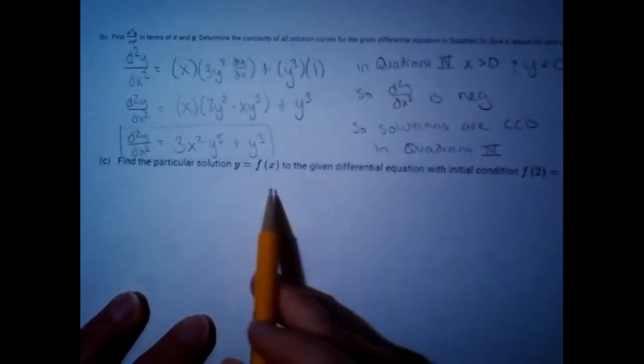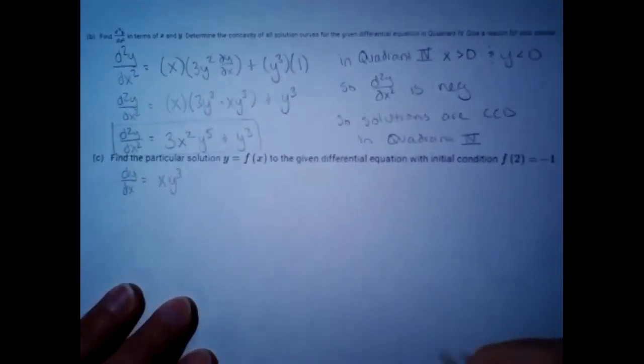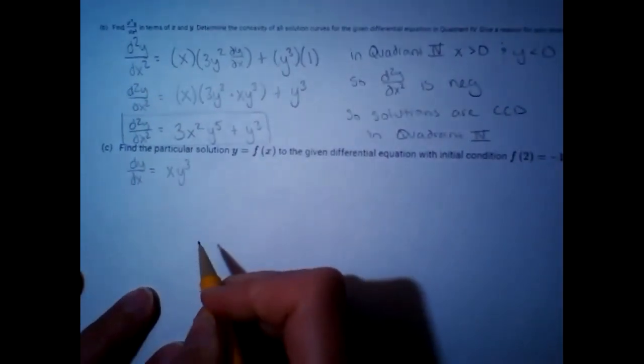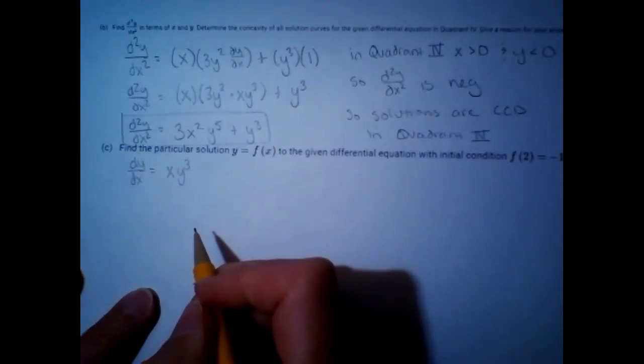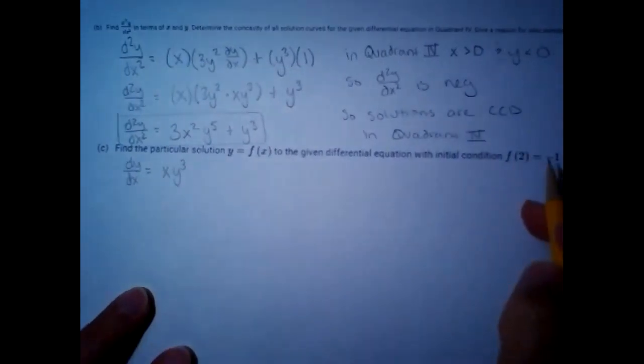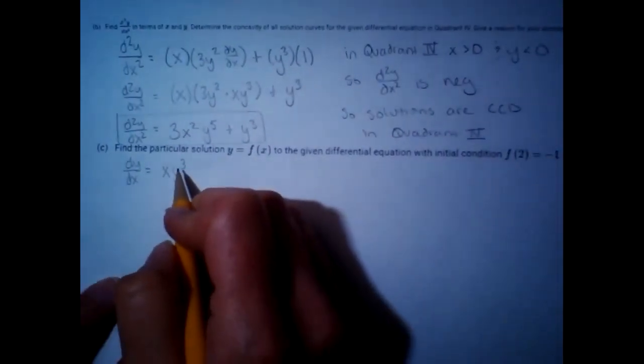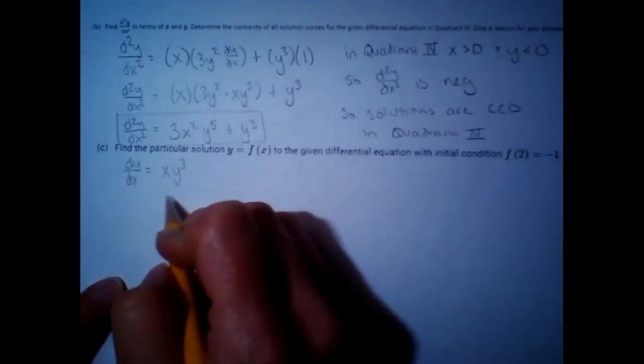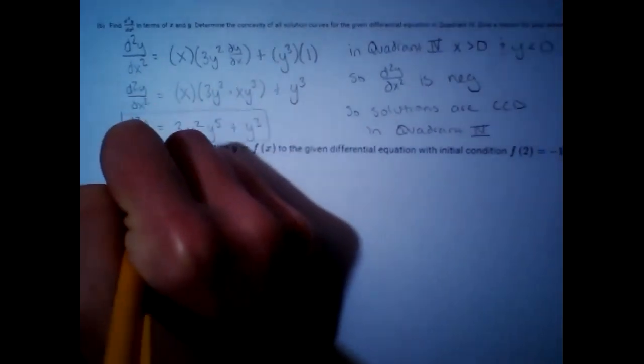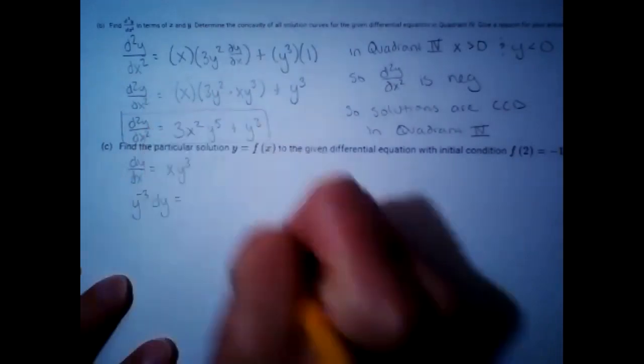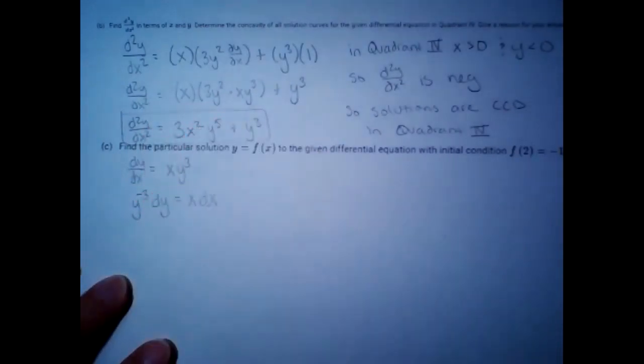All right, and then part C, find the particular solution with this initial condition. So let me rewrite the problem from up above on the paper so we can see it. It's dy/dx equals xy cubed. So we're just going to solve that. So separate the variables, do the antiderivative, plug in your initial condition, and then solve for y. So we're going to divide this over. When I divide over the y cubed, it's going to be y to the negative third dy. And then we're going to multiply over the x, so equals x dx.